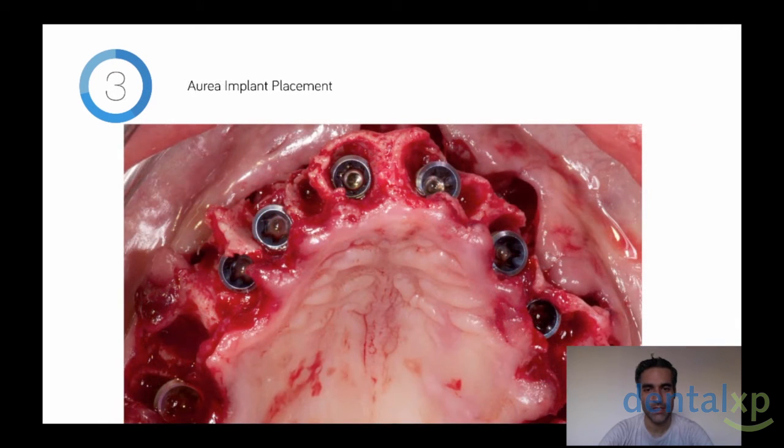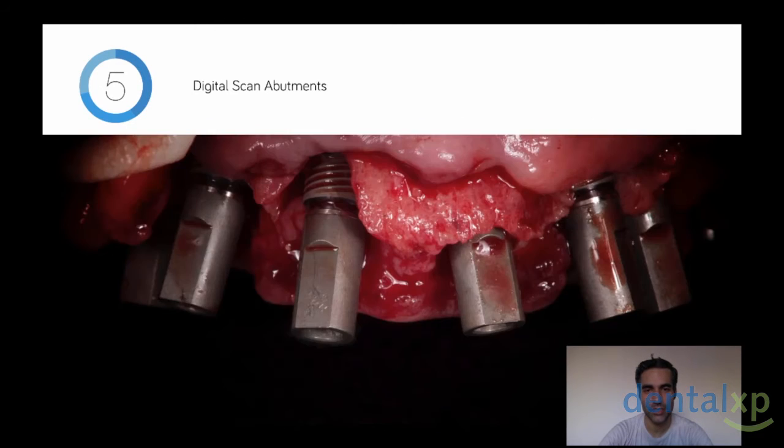We place the implants, and because we have to do a zirconia prosthesis, we place the implants in positions 6, 4, 3 and 1, because we have to segment and divide the framework. We place intermediate abutments, and also we place the scan bodies.